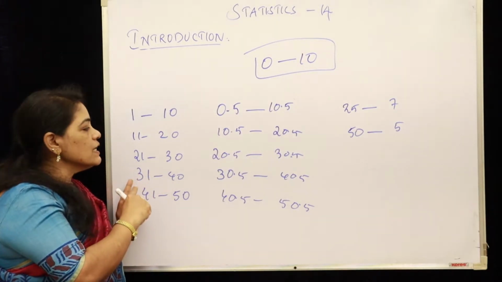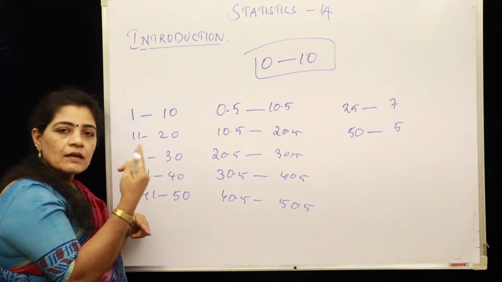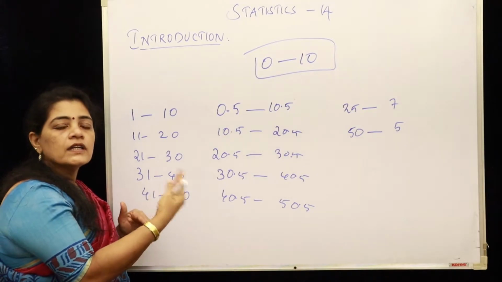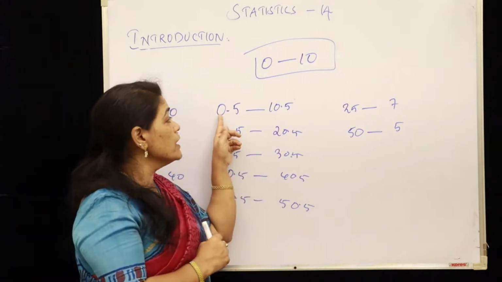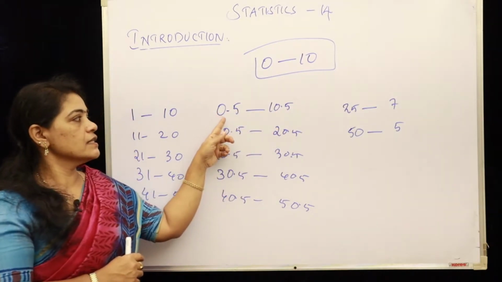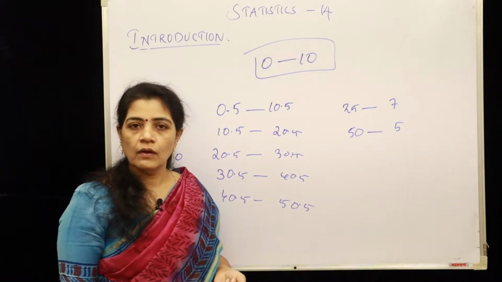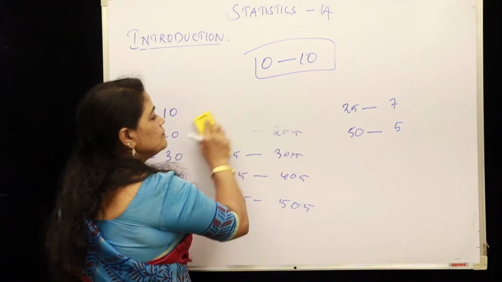Okay, but we have seen that they are not in continuous form, and after adding and subtracting the adjustment factor, we have got continuous form. We converted into continuous form. So this is what we call actual class limit, that is the actual class limit of lower limits and the upper limits. Okay, so suppose we have a continuous class interval.